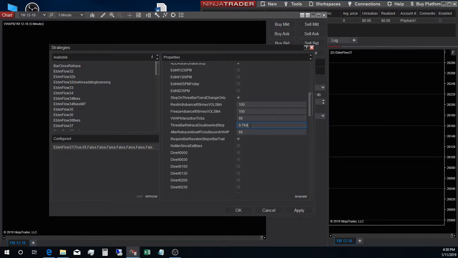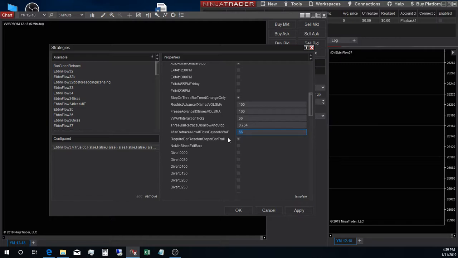Okay, and then to go along with that, and this is new, the newest development with this beta version, I've layered in this option to put in a number of ticks that it must trade back past the VWAP in order to turn trading back on, when you're using that 3-bar retrace, disallow, and stop. Before, I had that hardwired in, if you were using the VWAP interaction ticks along with it. Now I have it separate, so you can set this to any number and have it be something different.